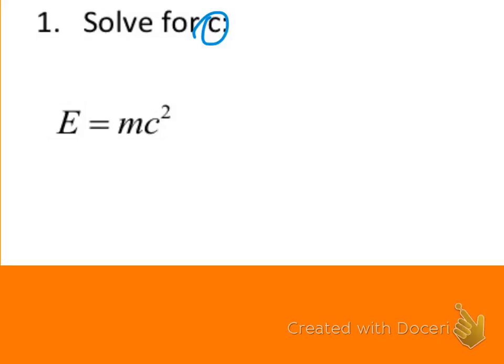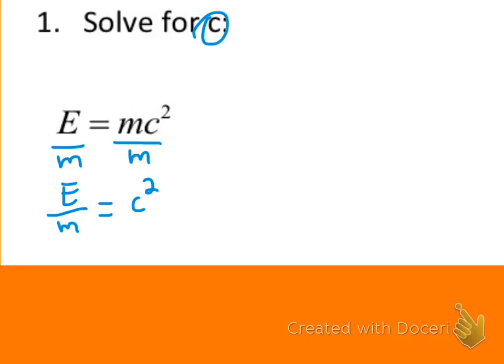So if I want to get that c by itself, first of all, it's a c squared, and right now the m is being multiplied by the c squared, so I want to do the opposite of multiplying by m, which of course is dividing both sides by m. So I'm going to divide both sides by m, and that's going to leave me with e divided by m equals c squared.